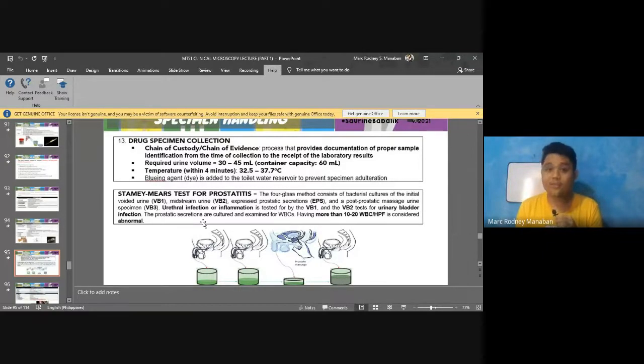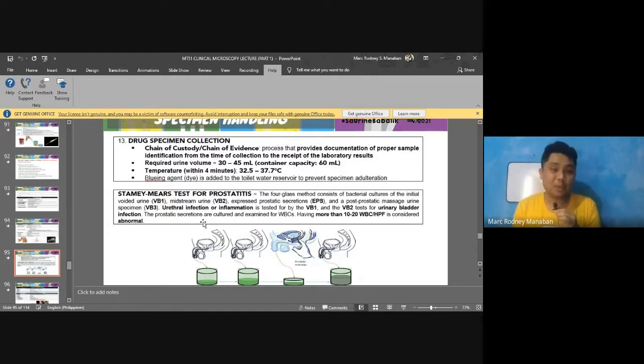Most common. Okay, it's liquid. Okay. Water. Most common, it's water. Very good. The most effective is your bleach. Take note of that. So bleach is the most effective adulterant, while the most common is water.